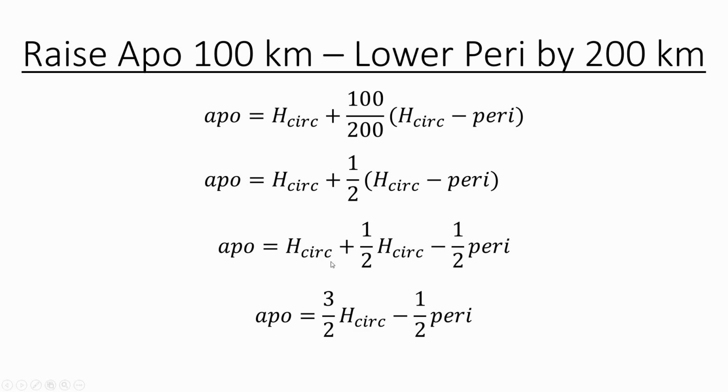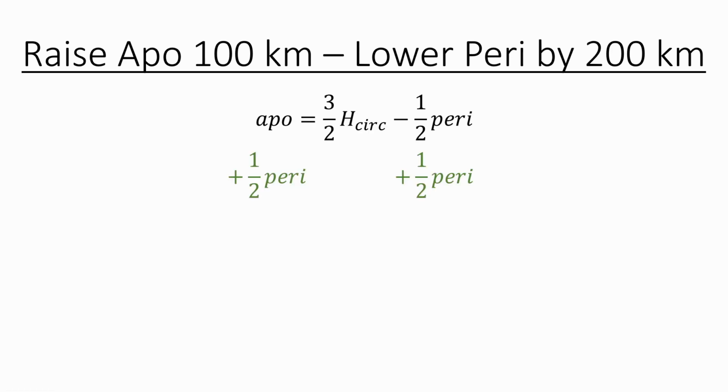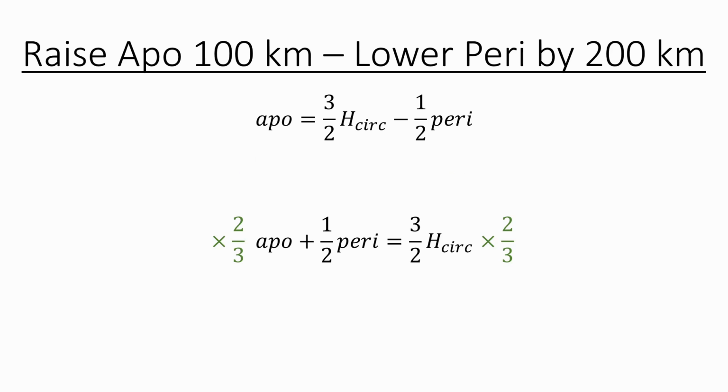Okay, now what I'm going to do is I'm going to combine the altitude of my equivalent circular orbit. This is 1 plus 1/2, and that gives me 3/2 the altitude of my equivalent circular orbit minus 1/2 whatever my perigee value is. Now I'm going to take that and I'm going to add 1/2 perigee to both sides, and that gets me this. Apo plus 1/2 perigee equals 3/2 altitude of my equivalent circular orbit. We are almost done. Now I'm going to multiply both sides by 2/3 so I can get the altitude of my equivalent circular orbit by itself.